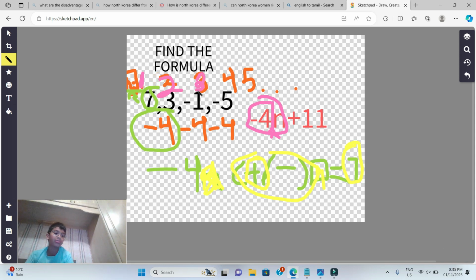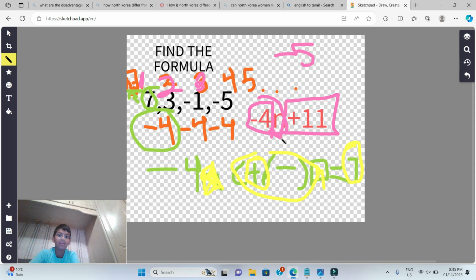And you can also do the inverse, like if it asks which term the number minus 5 is in, instead of plus 11, we do minus 11. It is minus 16. And divided by minus 4 is 4. And we know it's in the fourth term.